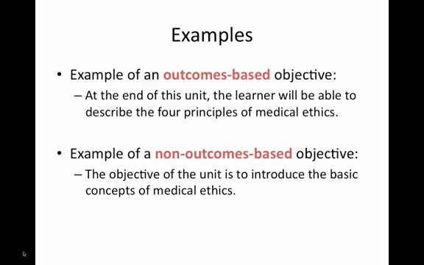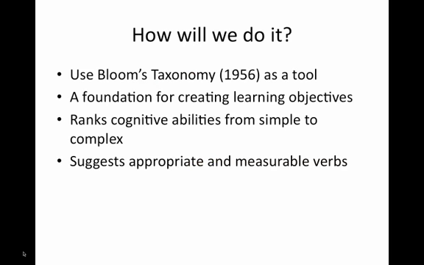So when we are working from an outcomes-based perspective, it's important to keep in mind that we're focusing on the learner and that the activity that we're describing in the objective itself is actually measurable and will guide us in our assessment of student learning. So how will we actually do this? How is it that we engage in writing learning objectives that are outcomes focused? We're proposing that we use Bloom's taxonomy as a tool in this process.